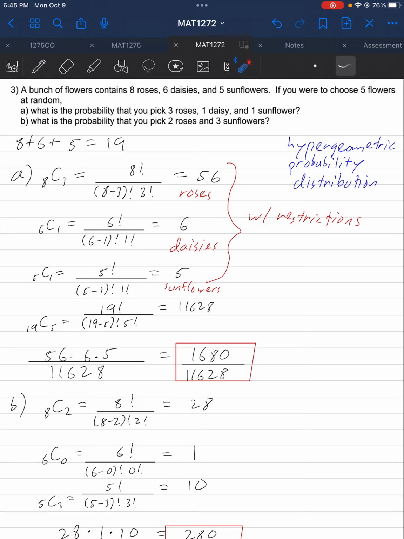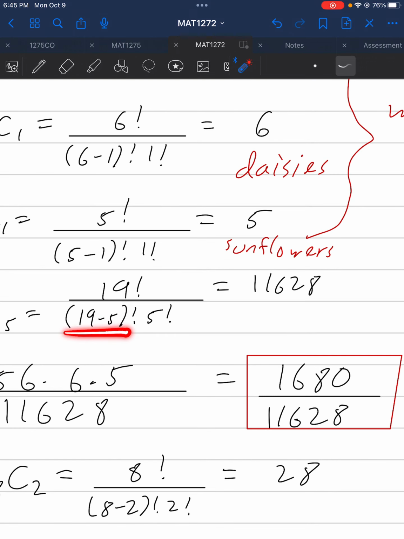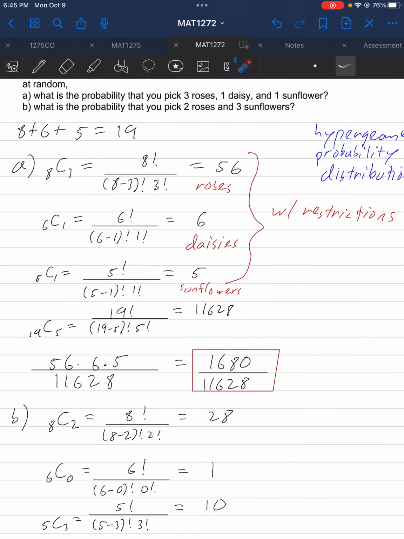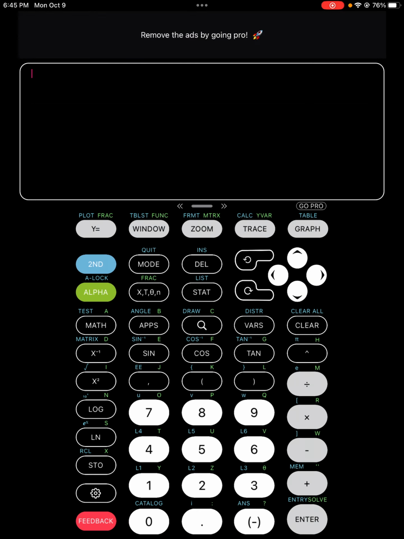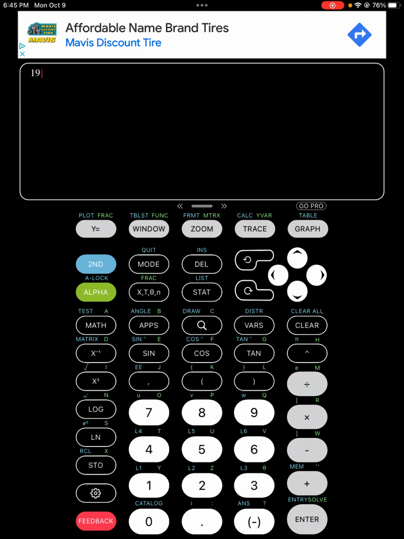Last up, we're going to calculate amongst these 19 flowers how many ways we can just choose 5 at random. That's going to be 19 choose 5. So 19 factorial over 19 minus 5 factorial times 5 factorial. And that's going to work out to 11,628.